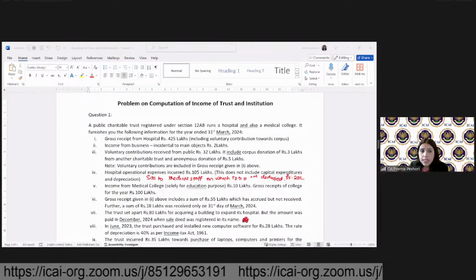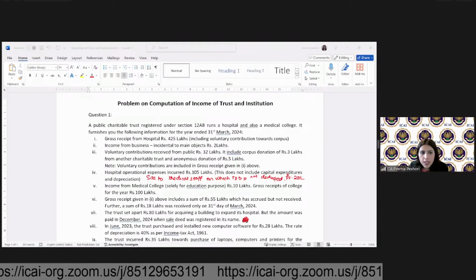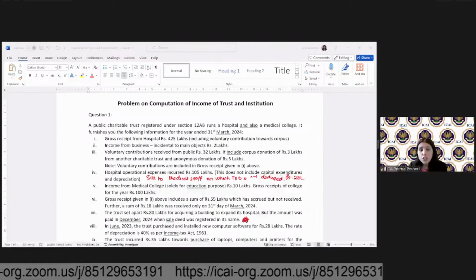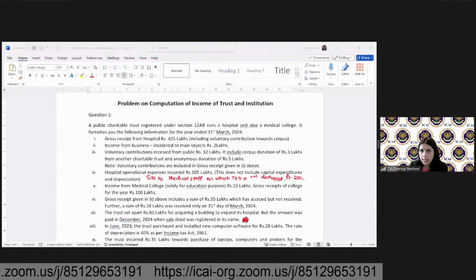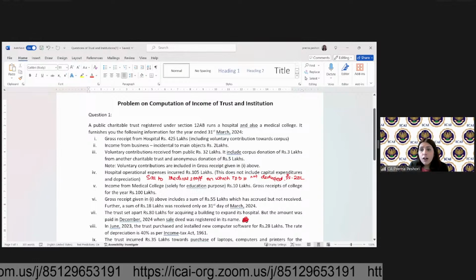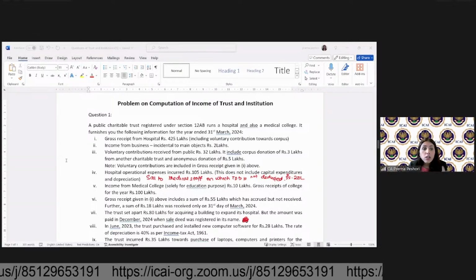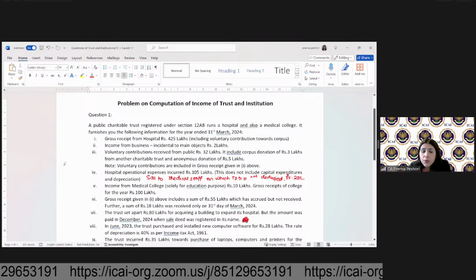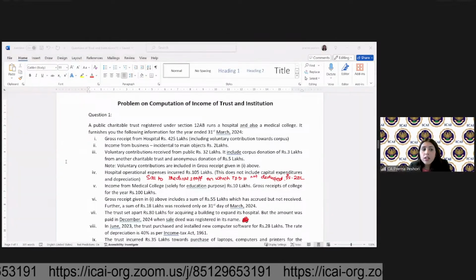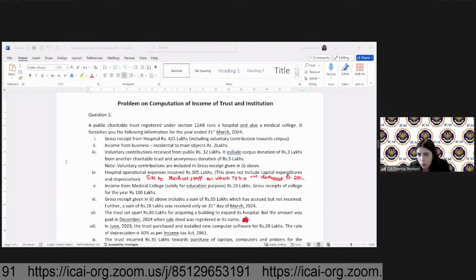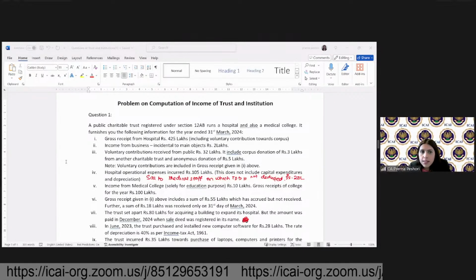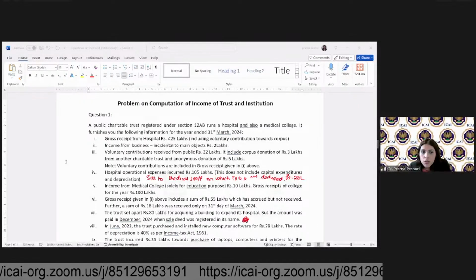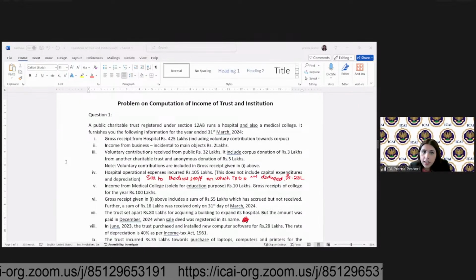Hospital operational expenses, we will take the entire 105 lakh, but for the expenditure on which TDS is not deducted, that is salary to medical staff on which TDS is not deducted, on that amount we would do 20 lakh into 30% is what we will disallow. Are we clear? Any doubts so far?